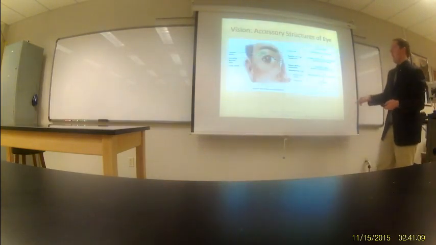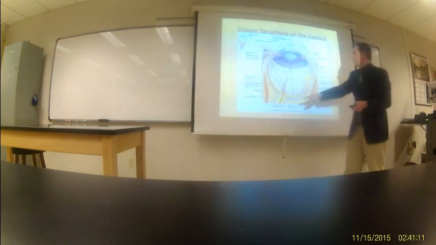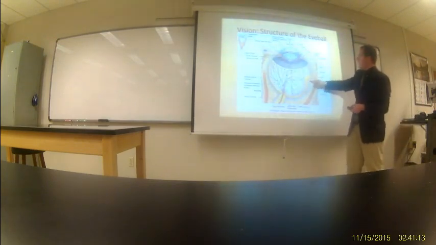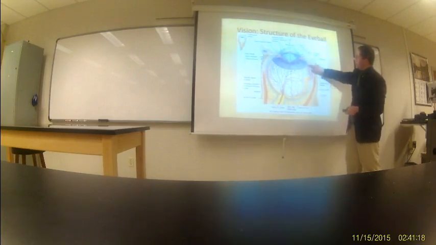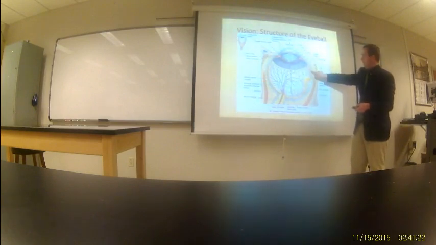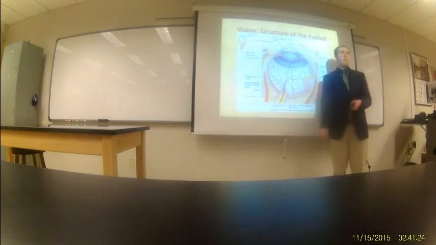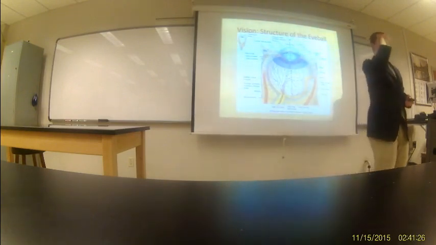Then we have the retina. And the retina is only in the back. So that's the yellow here, and it stops right about at the iris here. That's why they do that picture at the eye doctor. They look in the back of your eye at your retina.